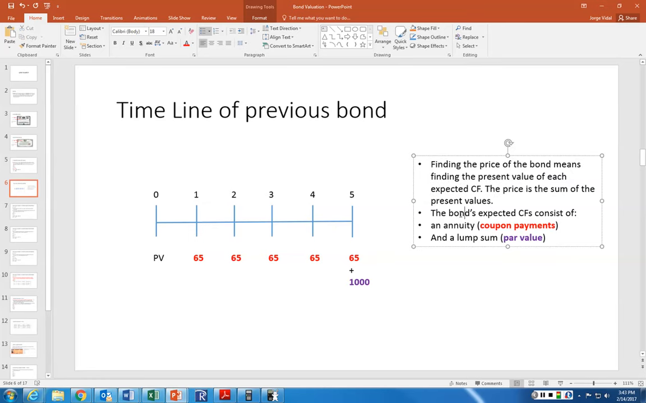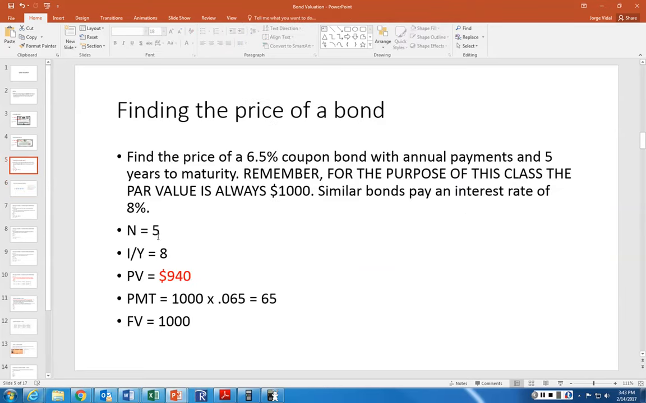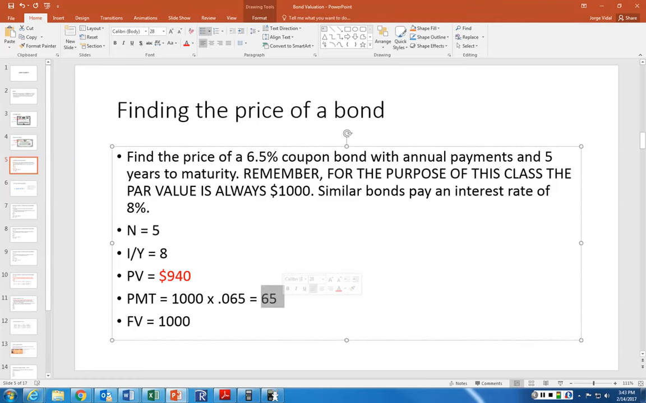Now, specifically for a bond, the bond's expected cash flows are an annuity, which are the coupon payments, 65 every year, and a lump sum, par value 1000. When you're using your calculators, here the payment button, 65, that's the annuity. And how many of those 65 do you have? 5 of them. And then the lump sum, the future value, it's right here, the 1000.